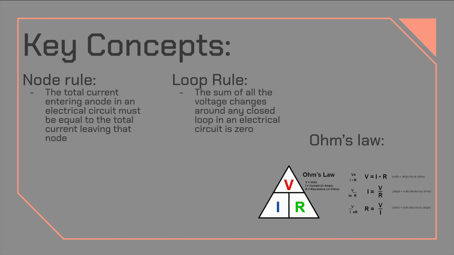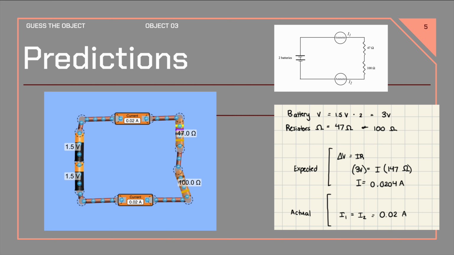Some key concepts used during the experiment are the node rule, which states that the total current entering a node in an electrical circuit must be equal to the total current leaving that node, and the loop rule, which states that the sum of all the voltage changes around any closed loop in an electrical circuit is 0. And finally, Ohm's law, which describes the relationship between voltage, current, and resistance in an electrical circuit, which you can see at the bottom.